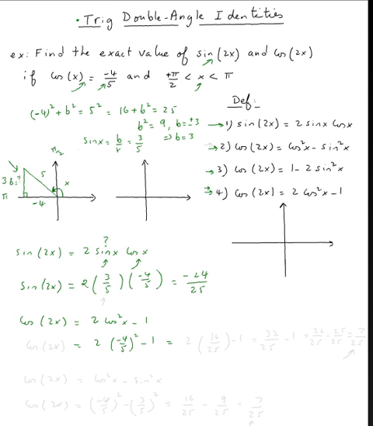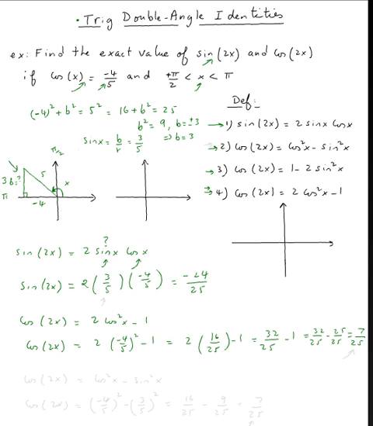Which is equal to 2 times negative 4 squared is 16, 5 squared is 25, minus 1. 2 times 16 is 32 over 25, minus 1. Same common denominator, 32 over 25 minus 25 over 25, and this is equal to 7 over 25. Right? This is it, the problem is done, but let's just check if we use a different formula, would it work?